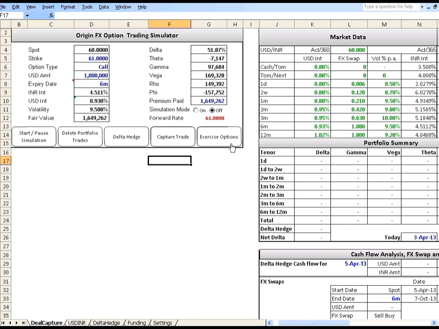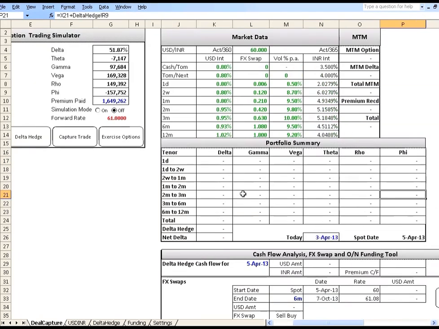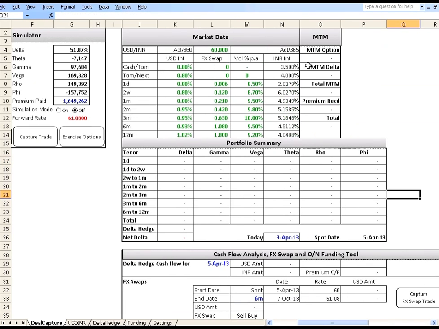On the right-hand side, we have some portfolio-related information. You can see MTM of option trades, delta trades, MTM of both option and delta put together. You also have a sum of all premium the trader has to pay and receive here. Your portfolio P&L will be based on all these factors. We also have a Greek summary of the portfolio here.